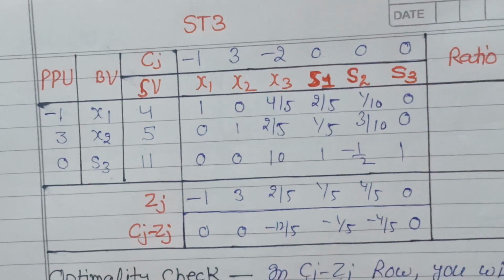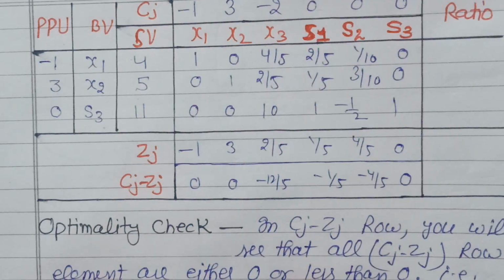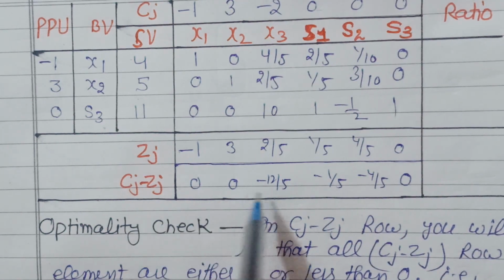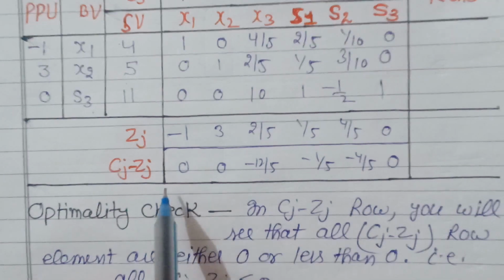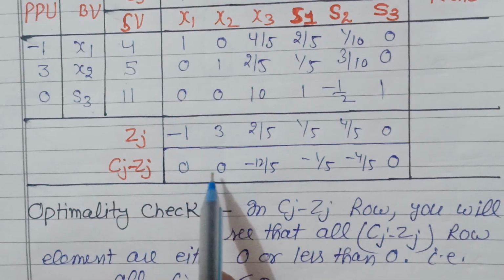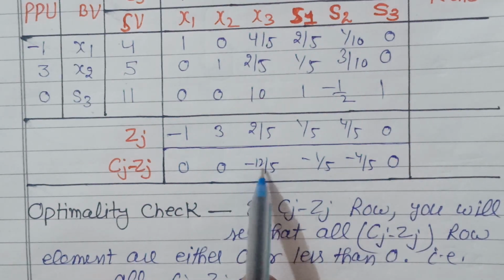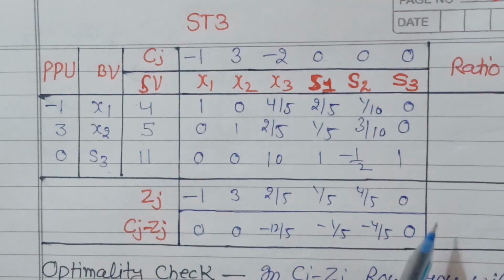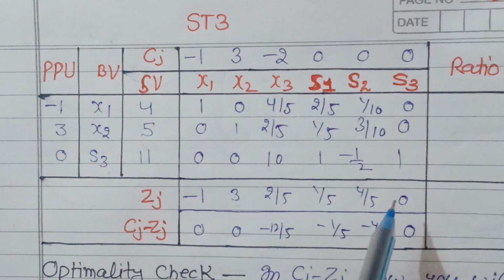Now after finding the value of Cj minus Zj, we have to check for optimality. Here you will see that the condition for a maximization problem to be optimal is that all the values of Cj minus Zj should be less than or equal to 0. In this case all values are either 0 or less than 0. So now we have arrived at an optimal solution for this given LPP.